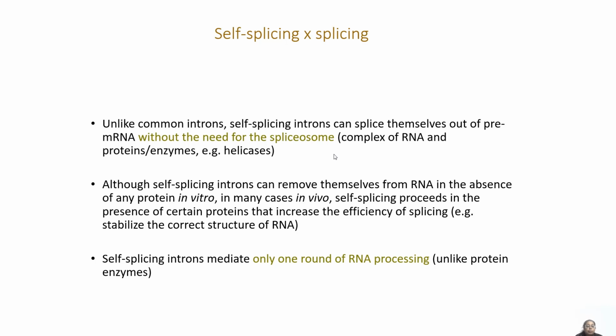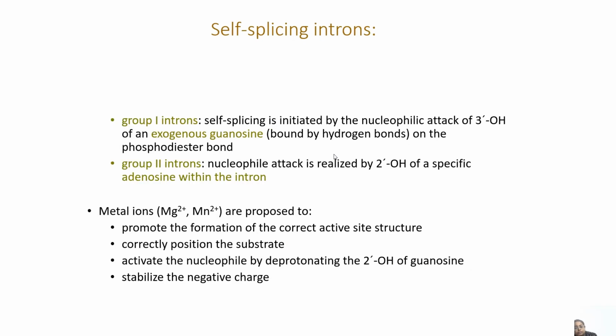Self-splicing is unlike common introns. Self-splicing introns can splice themselves out of pre-mRNA without the need for the spliceosome. Although self-splicing introns can remove themselves from RNA in the absence of any protein in vitro, in many cases in vivo, self-splicing proceeds in the presence of certain proteins that increase the efficiency of splicing. Self-splicing introns mediate only one round of RNA processing.